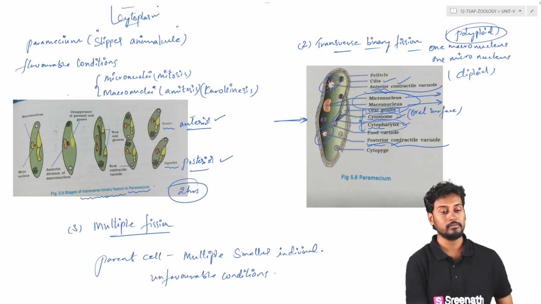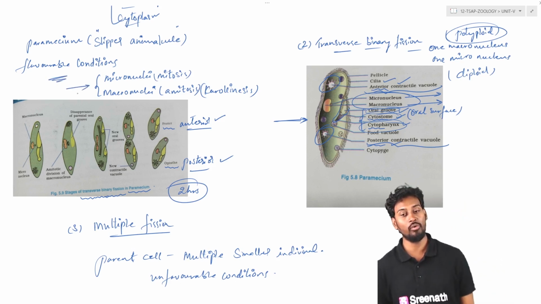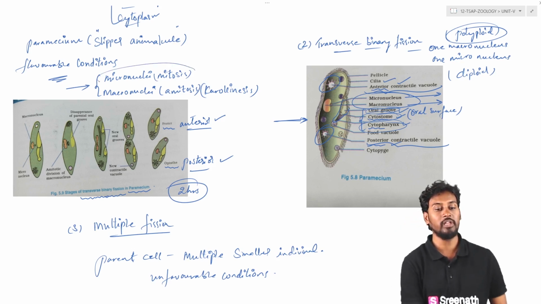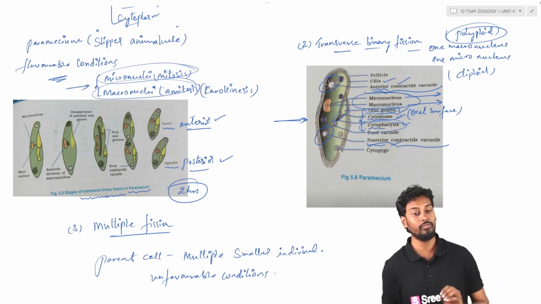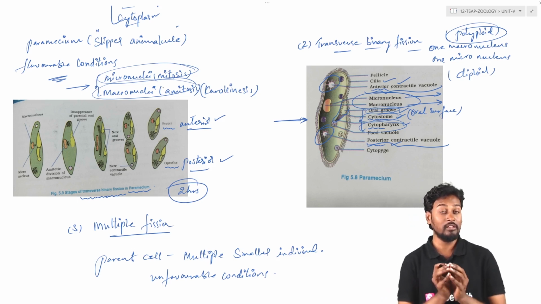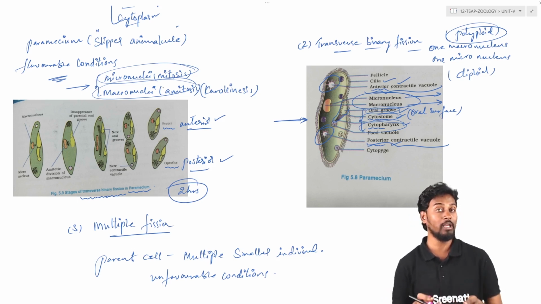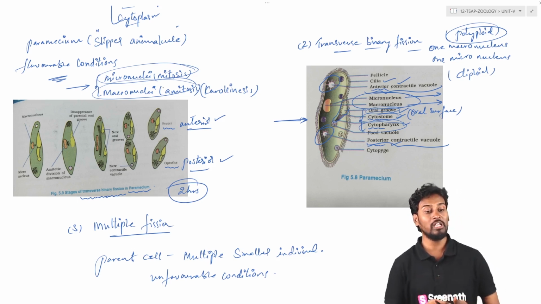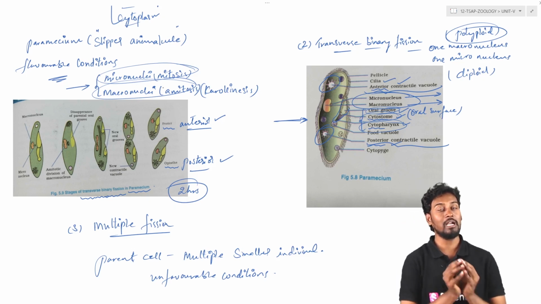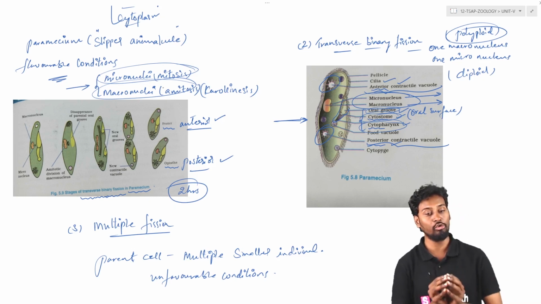So under the favorable condition, it is the paramecia which is undergoing this kind of transverse binary fission. So in this, first, when the organism has decided to go through this transverse binary fission, we can see that it is the nucleus which is going to prepare for this particular division. So when does this nucleus division happen? First, as we discussed, in this nucleus there are two, macronuclei and micronuclei.